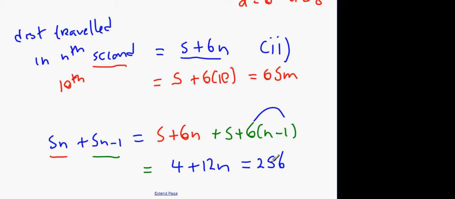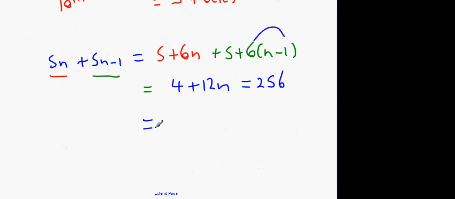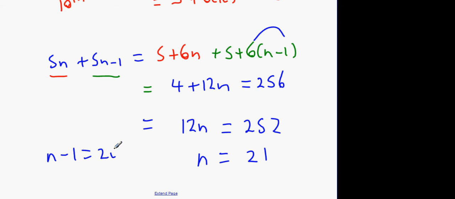Now, what we're going to get is 12n equals 252. What's 252 divided by 12? 21. I'll have 21. Now remember, for my example, I used n and n minus 1. So this is n, and n minus 1 is going to be 20. So hence I got the 20th and 21st second.